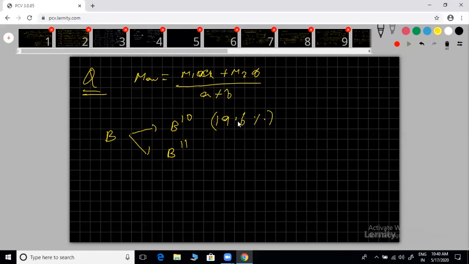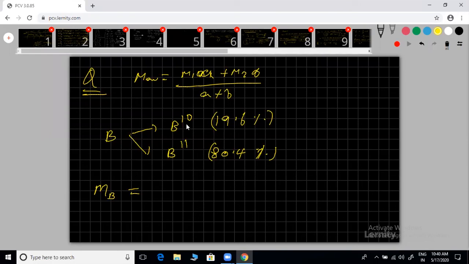The remaining you can find out: 100 minus 19.6. You should get the answer 80.4%. Now calculate the boron average atomic mass. I am calculating the boron average atomic mass here.